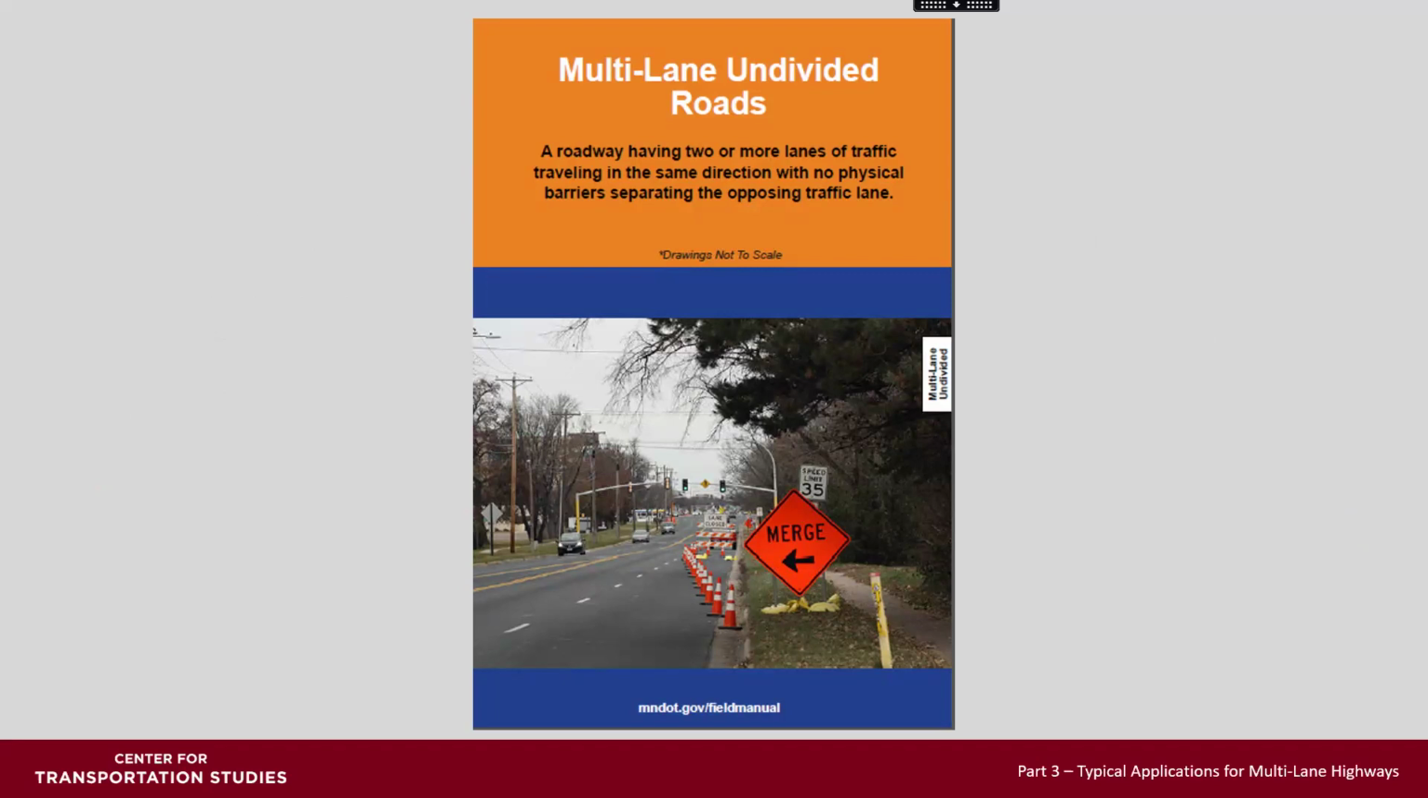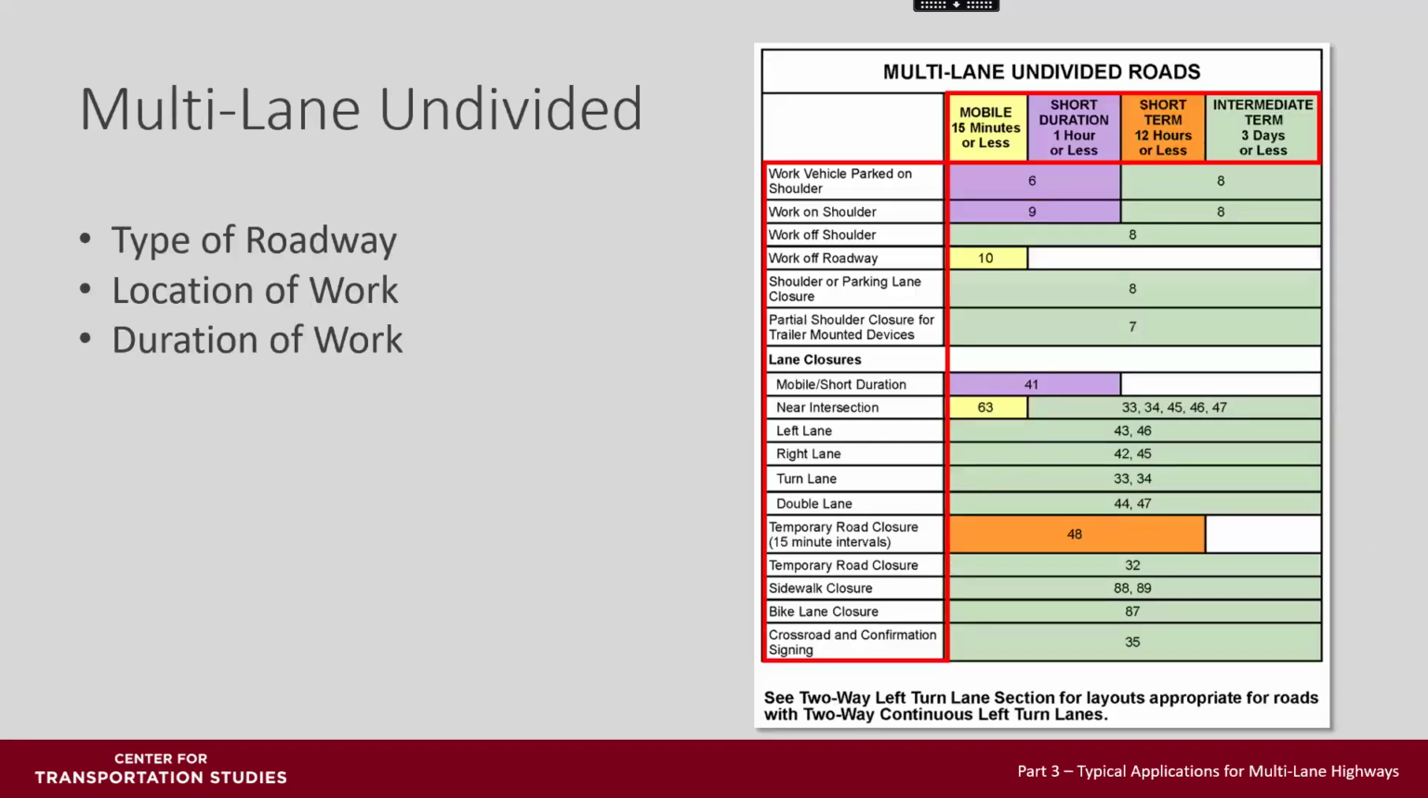Let's take a look at multi-lane undivided roadways. Every section of the field manual contains an index of various layouts that you can find based on the type of roadway, in this case, multi-lane undivided roads, the location of the work in the left column, and the duration of the work. You will also notice that some of these layouts are not contained in the multi-lane undivided road section. They're in other sections of the field manual. This was done to eliminate duplication.